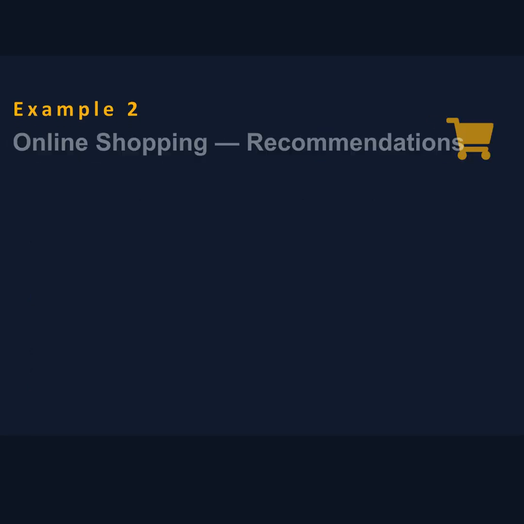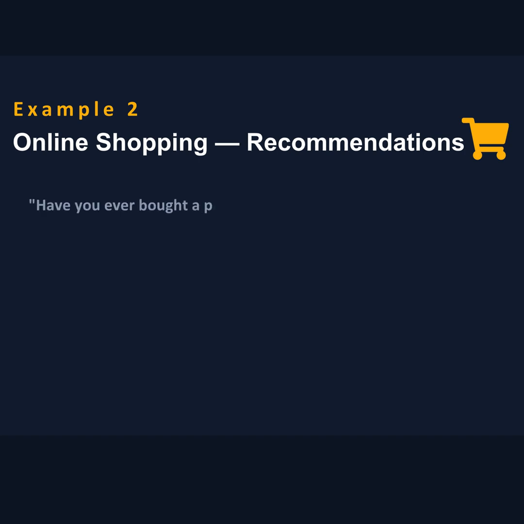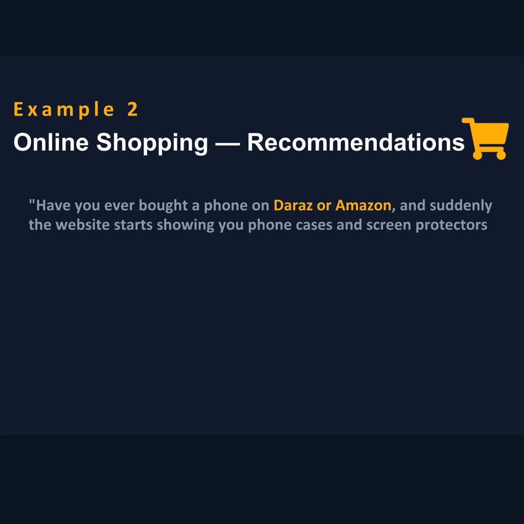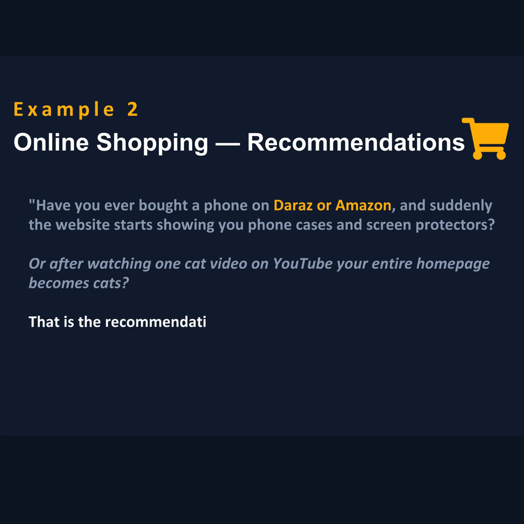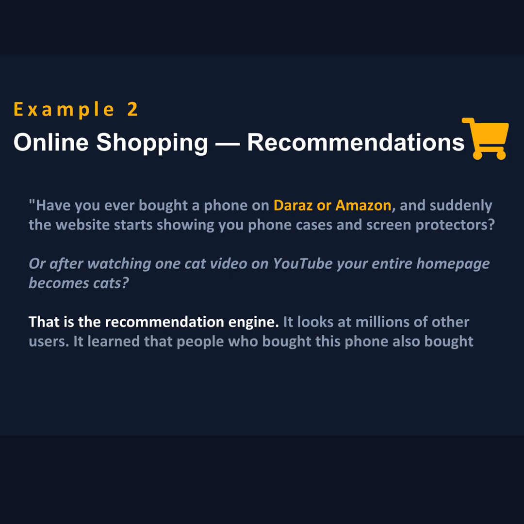Example 2. Online shopping. Recommendations. Have you ever bought a phone on Daraz or Amazon, and suddenly the website starts showing you phone cases and screen protectors? Or after watching one cat video on YouTube, your entire homepage becomes cats. That is the recommendation engine. It looks at millions of other users. It learned that people who bought this phone also bought this charger. It is predicting what you will want next based on the history of others.